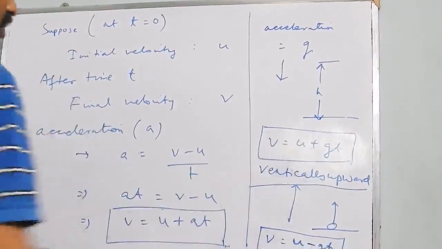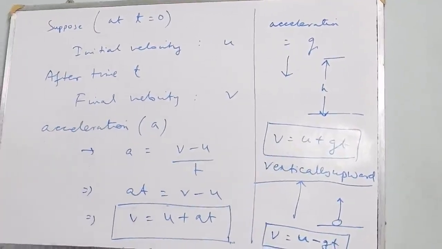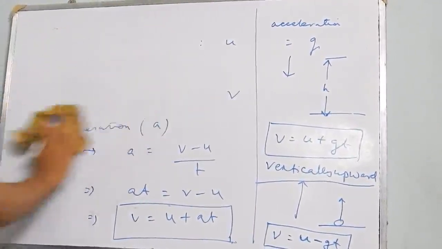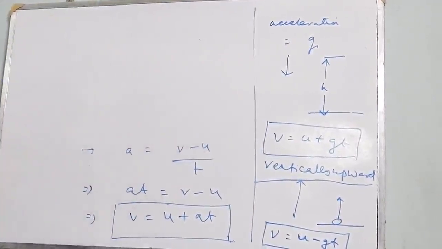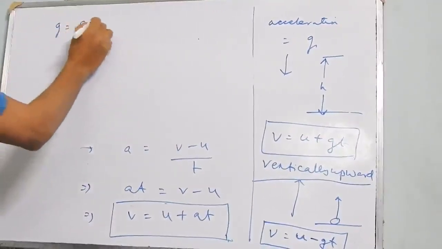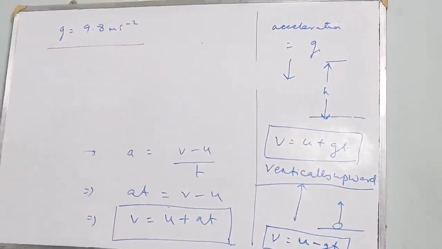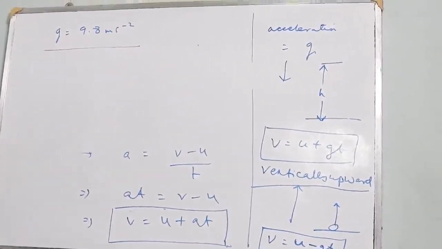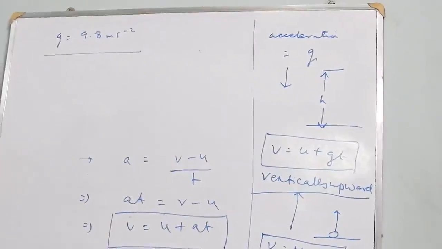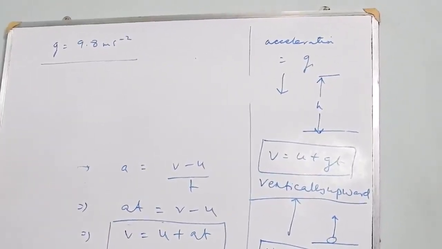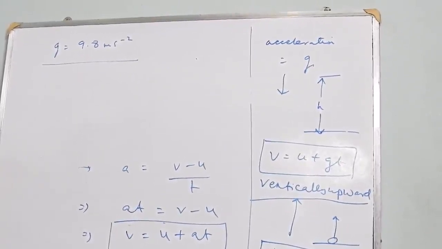Actually, the value of g is taken to be constant at a value that is 9.8 meter per second square. But the value of g is not practically constant. On an average basis, we say that the value is 9.8 meter per second square. Sometimes approximately we take it as 10 meter per second square. But the value of g depends on altitude and depth.